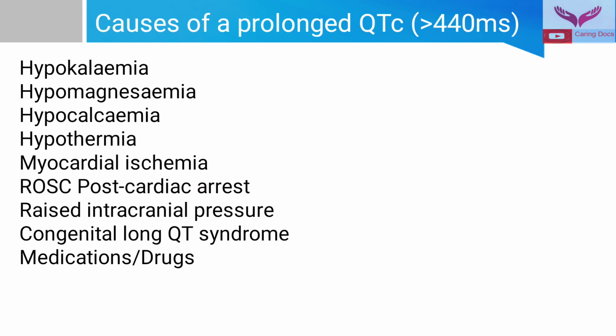What are the causes of prolonged QTc, meaning more than 440 milliseconds in men and more than 460 milliseconds in women? The causes are hypokalemia, hypomagnesemia, hypocalcemia, hypothermia, myocardial ischemia, ROSC, post cardiac arrest, raised intracranial pressure, congenital long QT syndrome, and medication and drugs.